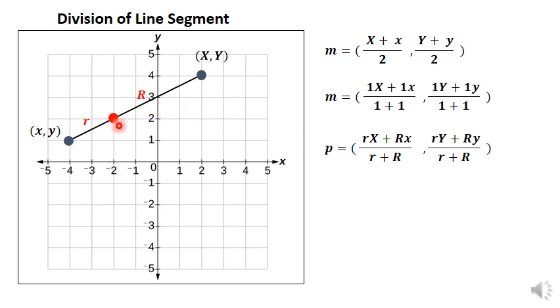Meaning, if our segment is located here, it is paired with the point on the other side. Meaning, this r must be paired with the point big X, big Y. That is why we have here small r. Its pair is the big X and the big Y. On the other hand, the big R here is paired with the point on the other side. That is, our big R is paired with small x and small y.